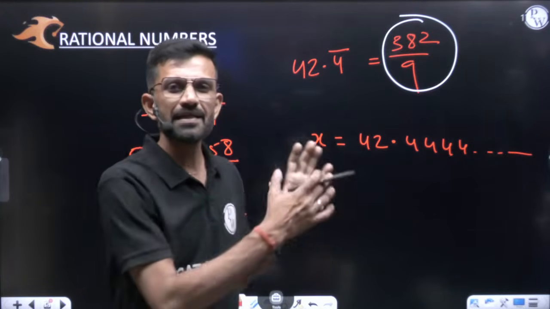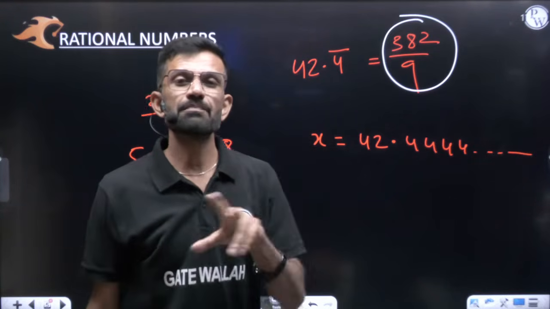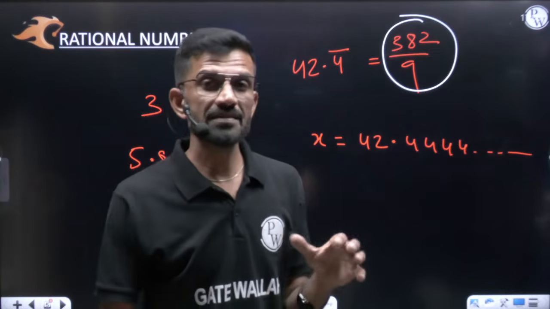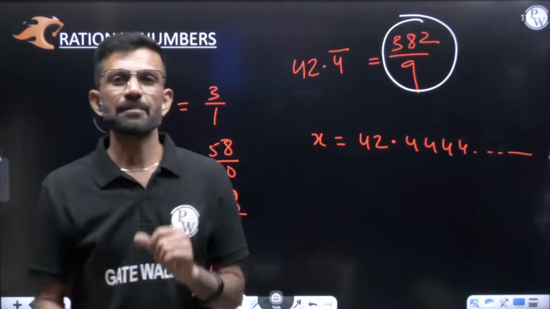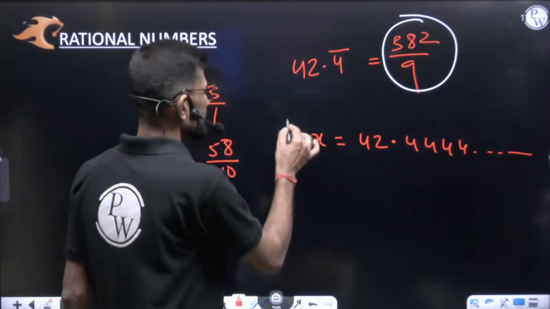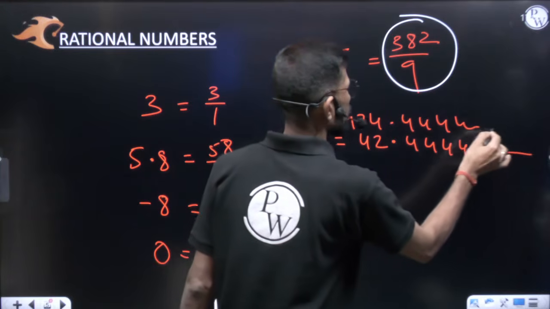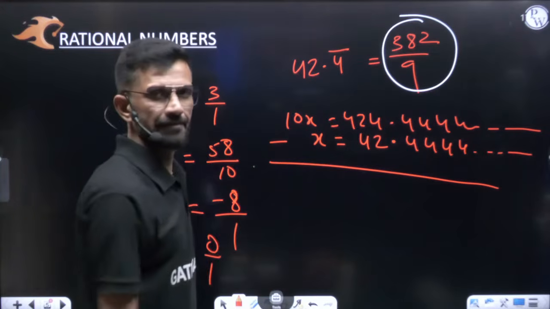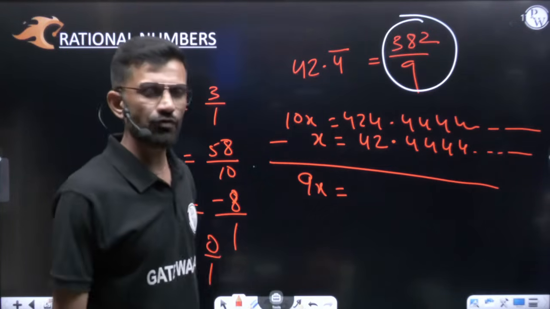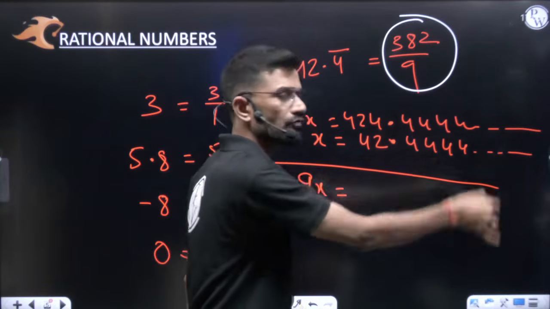Then do one thing: multiply by 10 both sides. If two digits are repeating, multiply by 100 both sides. If three digits, multiply by 1000 both sides. The number of repeating digits decides the multiplier. So here a single digit is repeating, so multiply by 10 both sides. It becomes 10x is equal to 424.444444 and so on. Then subtract. 10x minus x becomes 9x. On the right-hand side, after the decimal, everywhere 4 minus 4 is 0.